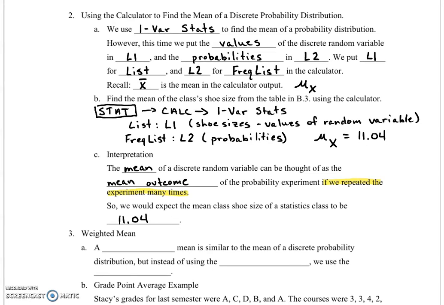Now, context can matter, right? In this country, we only do half-size shoe sizes, and in the experiment we did, we only did whole shoe sizes, so we would probably say we expect it to be an 11, not an 11.04. Okay, the next type of mean we're going to talk about is a weighted mean, but we'll do that in the next video.